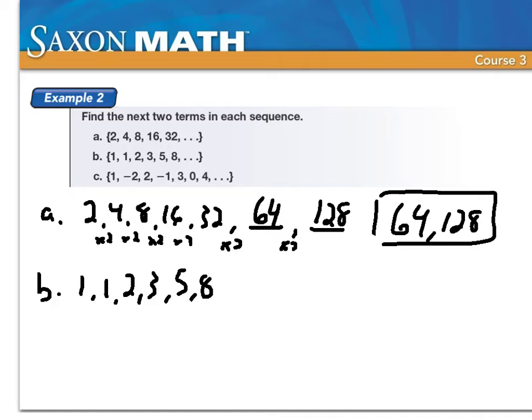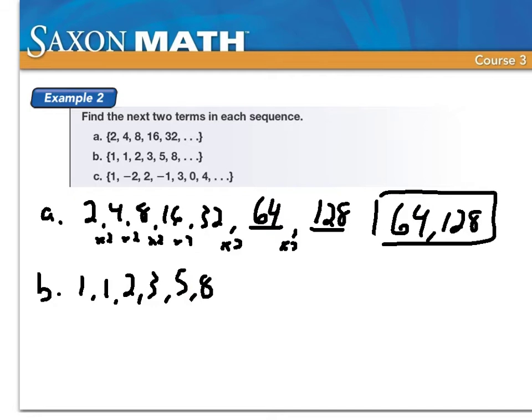So we have to try to figure it out. We have to use some problem solving, some reasoning here. If I look at this term and that term, let's say I added those together. 1 plus 1 gives me 2. Then if I added this term and that term, 1 plus 2 gives me 3. And 2 plus 3 gives me 5. And 3 plus 5 gives me 8.